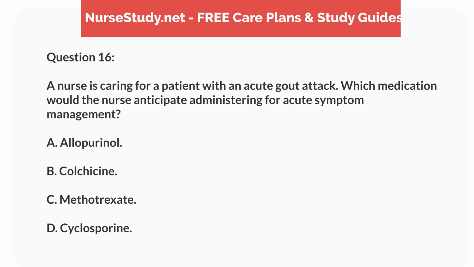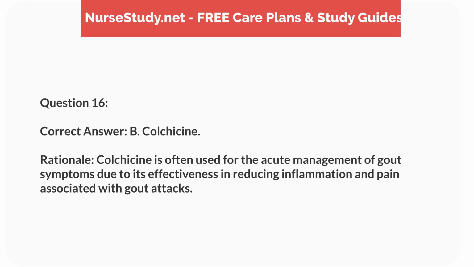Question 16. A nurse is caring for a patient with an acute gout attack. Which medication would the nurse anticipate administering for acute symptom management? A. Allopurinol. B. Colchicine. C. Methotrexate. D. Cyclosporine. Correct answer: B. Colchicine. Rationale: Colchicine is often used for the acute management of gout symptoms due to its effectiveness in reducing inflammation and pain associated with gout attacks.